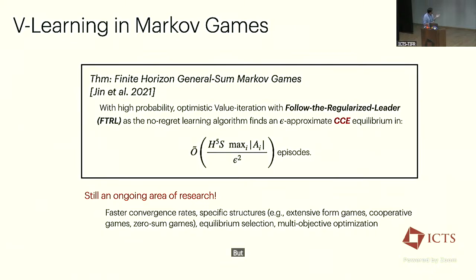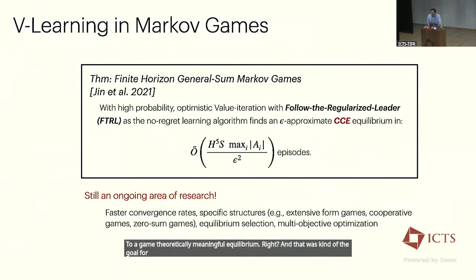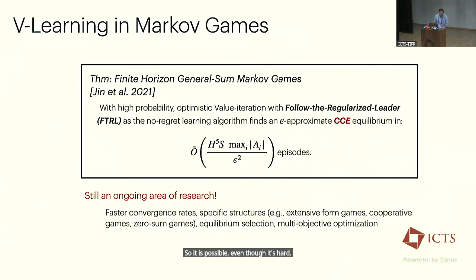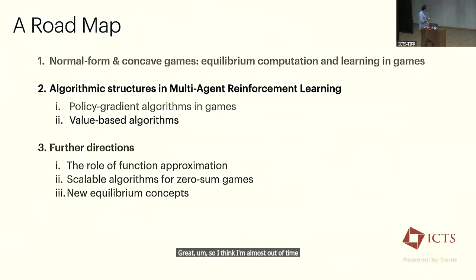But the crux is we finally have developed an algorithm for Markov games that has convergence guarantees, efficiently, to a game theoretically meaningful equilibrium, right? And that was kind of the goal for this talk. So it is possible, even though it's hard. That is kind of the moral of the story. Great. So I think I'm almost out of time for this section, but I'll just wrap it up.